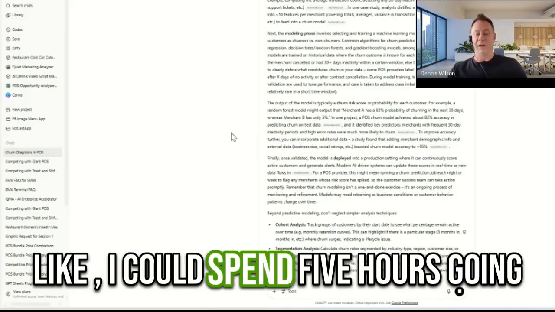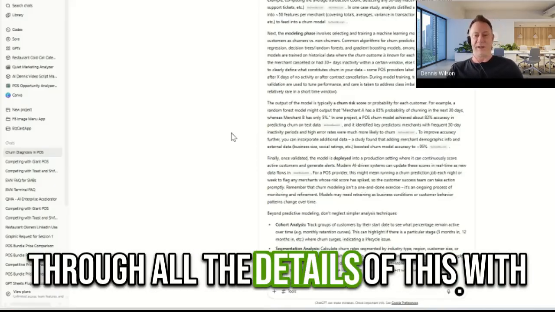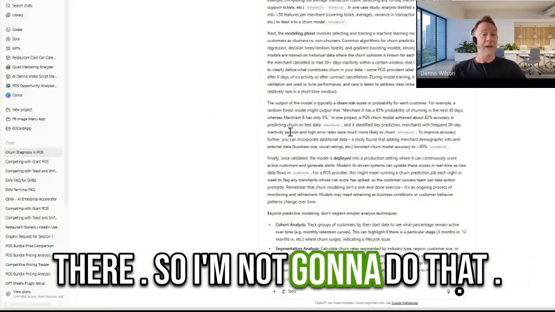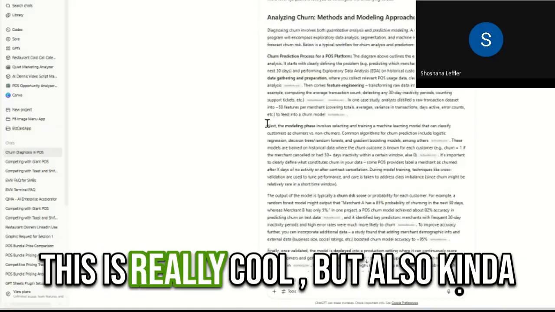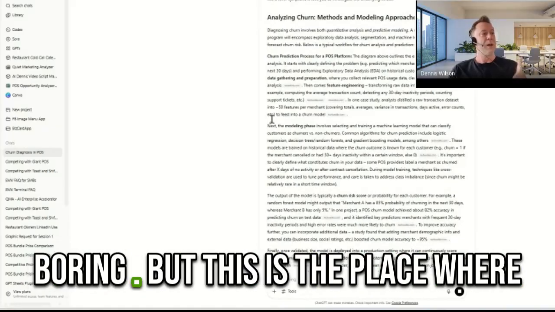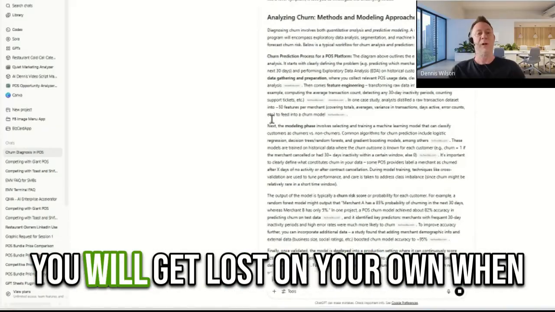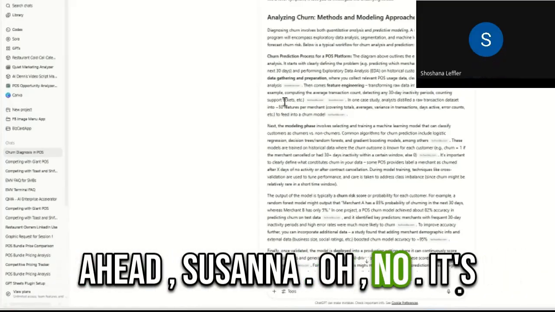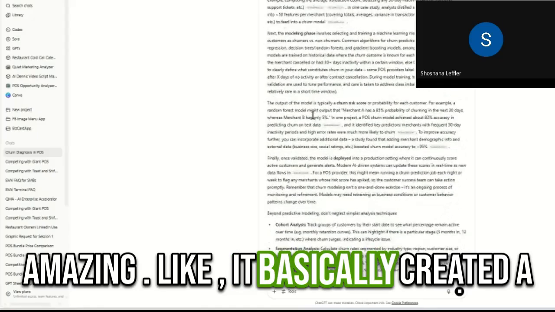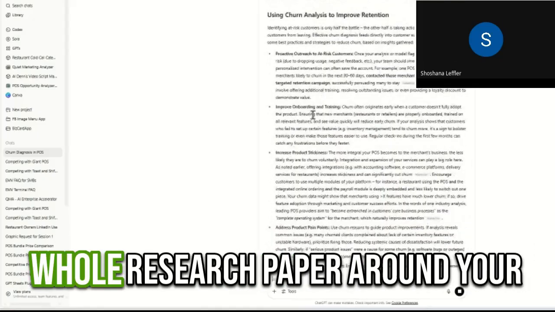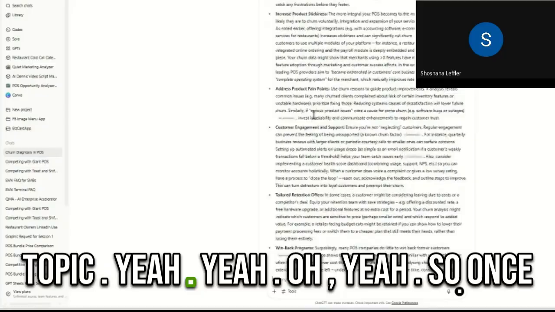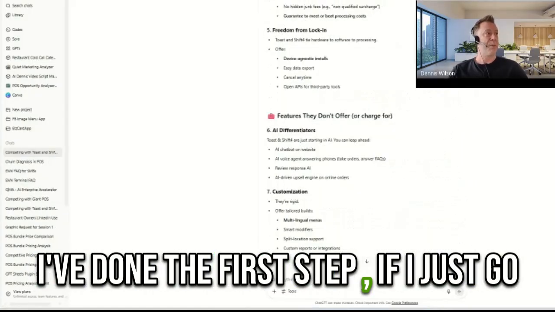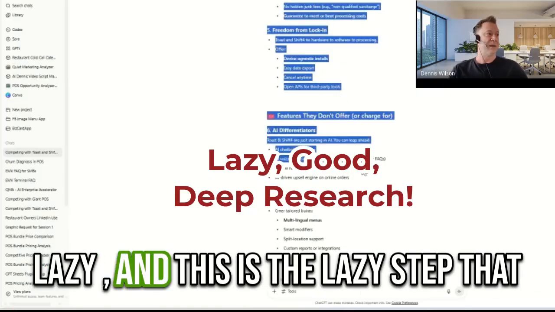I could spend 5 hours going through all the details of this with you guys, and we still would not be there. So I'm not going to do that. Don't worry, because this is really cool, but also kind of boring. But this is the place where you will get lost on your own when you start playing with it. Yeah, go ahead, Shoshana. Oh, no, it's amazing. Like, it basically created a whole research paper around your topic. Yeah. Oh, yeah.